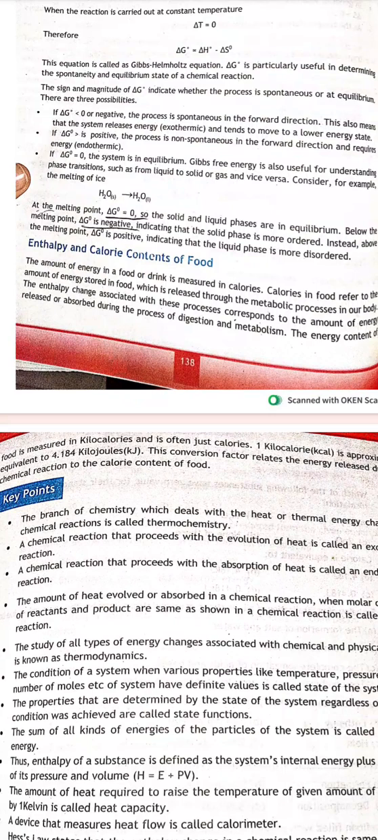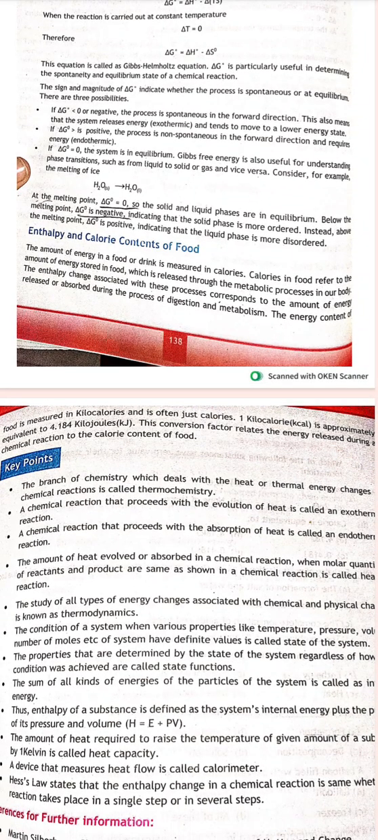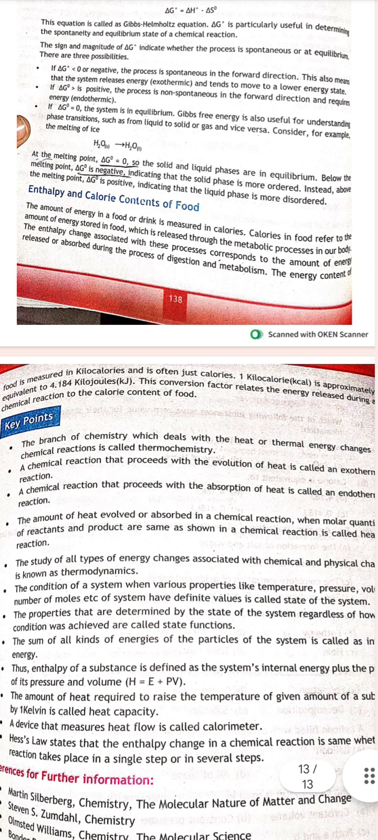Like we have the example of melting of ice. H2O solid is converting into H2O liquid. At the melting point, del G naught is equal to 0, so the solid and liquid phases are in equilibrium. Below the melting point, del G naught is negative, indicating that the solid phase is more ordered. Above the melting point, del G naught is positive, indicating that the liquid phase is more disordered. So below the melting point it will be solid state and it is ordered, and above the melting point del G is positive and the liquid phase is more disordered.